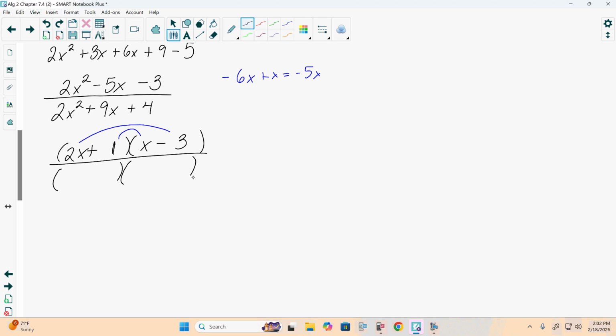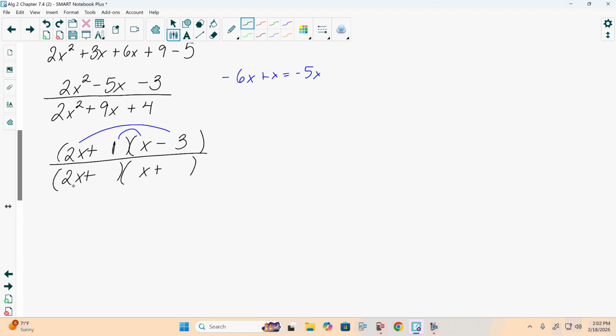Now our denominator, 2x squared plus 9x plus 4. No greatest common factor between 2, 9, and 4. But since the third term is positive, the signs are the same and match the sign of the middle term, which is also plus, telling us we have plus and plus. Factors of the first term, well, the x squared would be x and x. Factors of 2 are 2 and 1, so we get 2x and x.